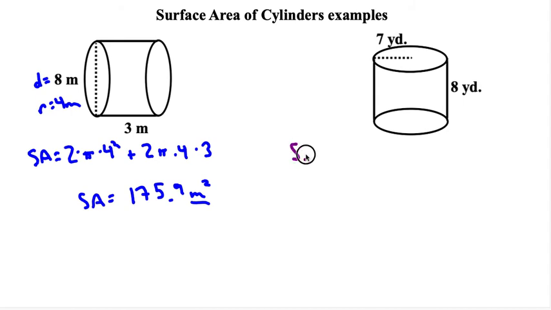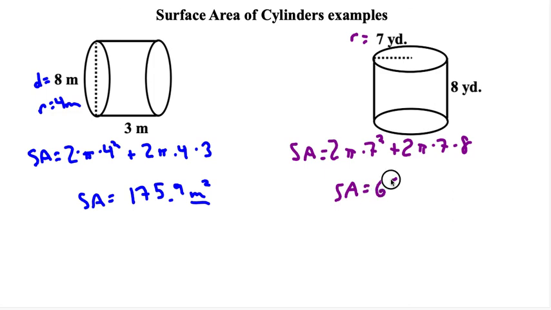Same process, except in this case, they give us the radius directly. You refer to this. So it would be 2 times pi times 7 squared plus 2 times pi times 7, which is the circumference, times the height, which works out to be a surface area of 659.7 square yards, or yards squared. And that's it.